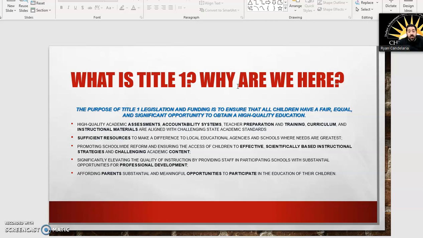In addition, sufficient resources to make a difference, reform and effective instructional strategies and challenging content for our students, and overall, making sure that our staff is provided with professional development and school goals that will help us be the best staff that we can and the best staff that your child needs. We have high needs students here at our school, and we need to make sure that our parents have opportunities for a deeper education than just academics. And that's why we pay so much attention to our socio-emotional curriculum here.